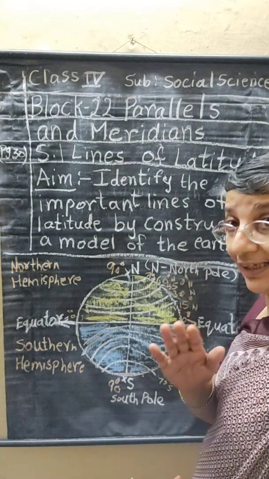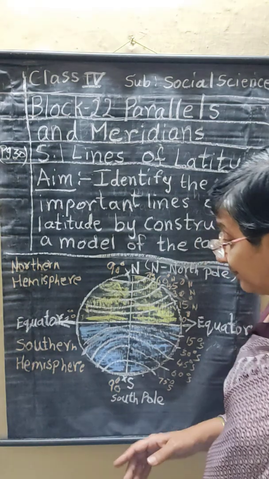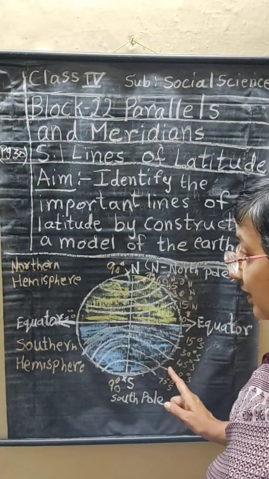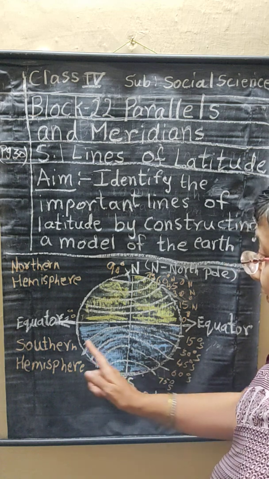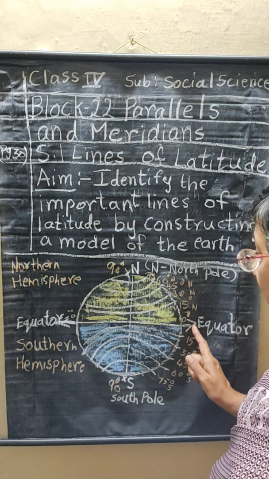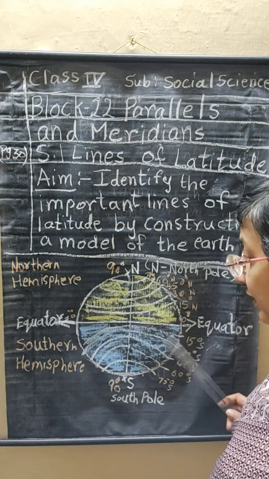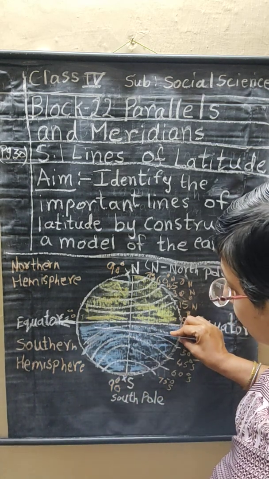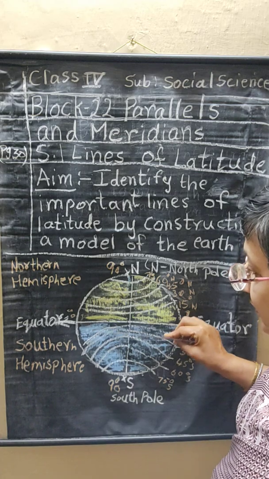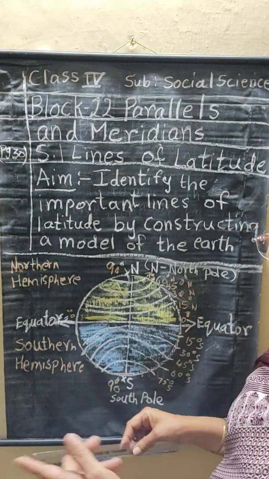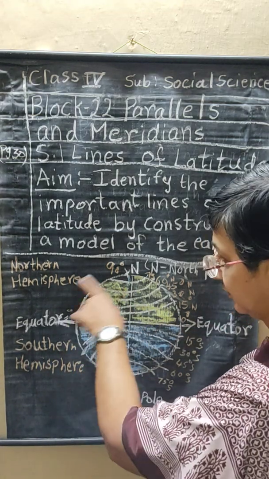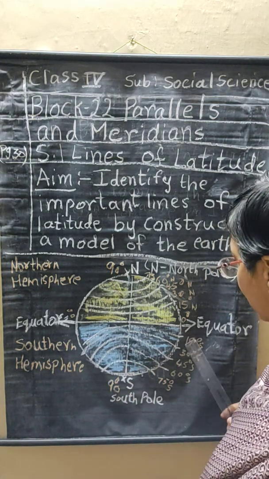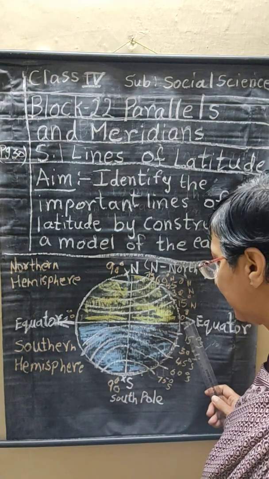Okay? Again I will repeat, children. This is the earth, the model of the earth. How to identify? This is the equator. Okay? Equator means equal. Here, children, whichever place comes near these 2 sides comes under hot. Later on I will explain it. First you understand this one. Got it? Understood? Equator is 0 degree.